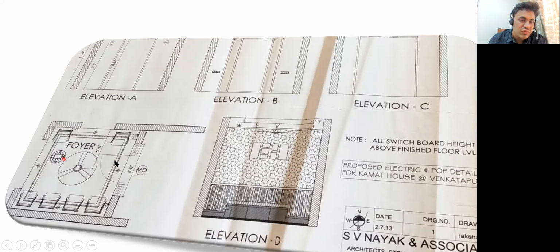If you have to understand elevation B, you have to stand here, and this is the side you're facing. Now what will happen? You can see a main door here, and these are the two switchboards on either side of the main door. And this is the elevation C I have here. So this is all about the foyer area. Sometimes they are going to write all the switchboard heights above the finished floor level. All those things will be given by the interior designer.